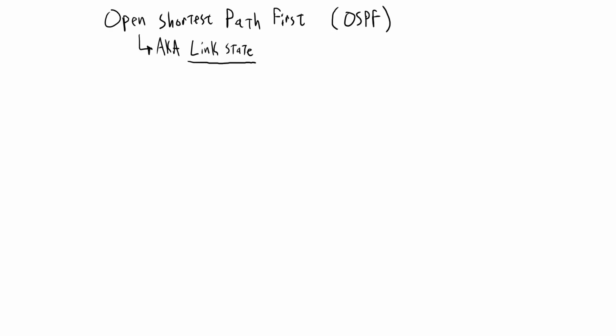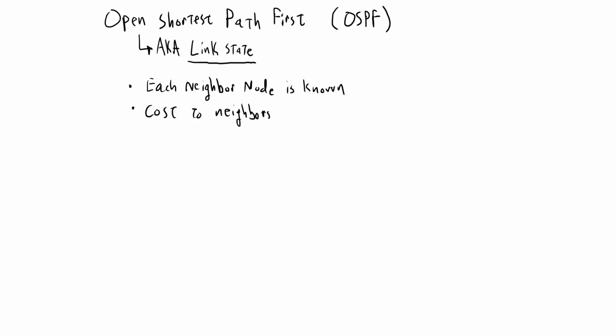And so Open Shortest Path First has some similar starting assumptions in that each neighbor node is known and the cost to neighbors are known. So these are the same starting assumptions we saw in RIP.